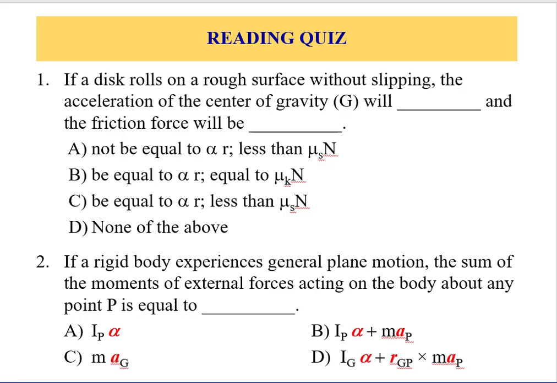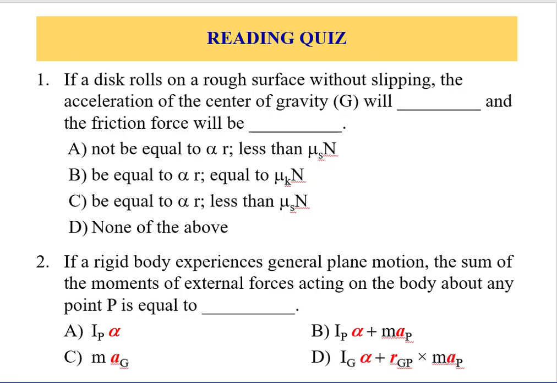The reading quiz, the first one: if a disk rolls on a rough surface without slipping, the acceleration of the center of gravity, G, will be equal to the angular acceleration multiplied by r, and the friction will be less than mu s N. So the answer is C.